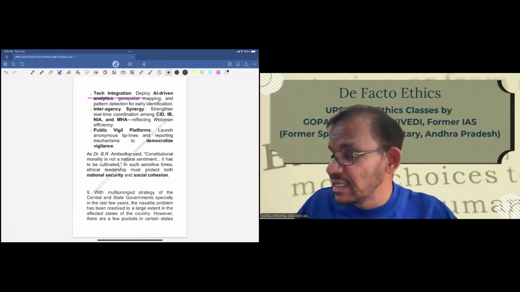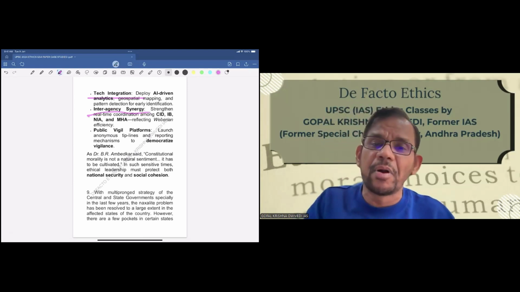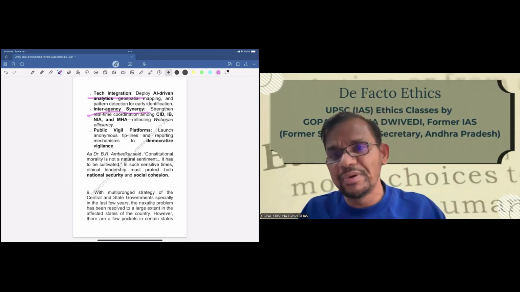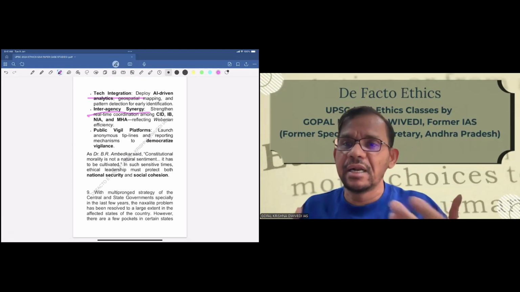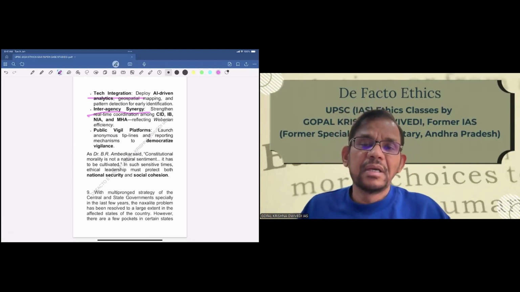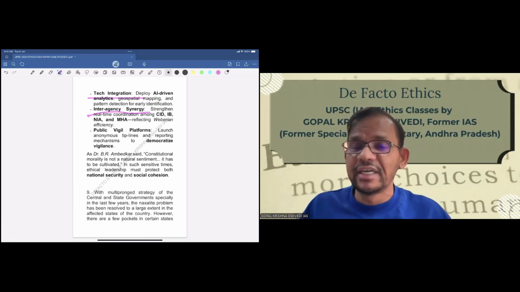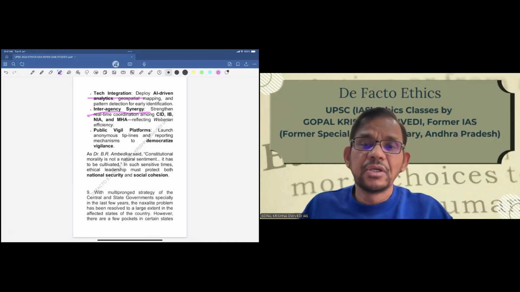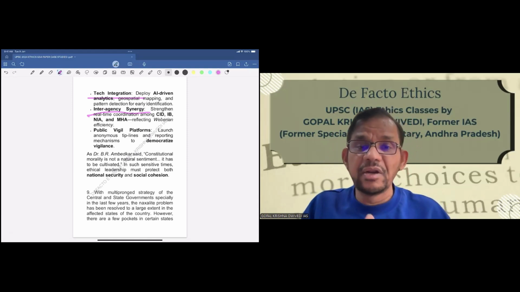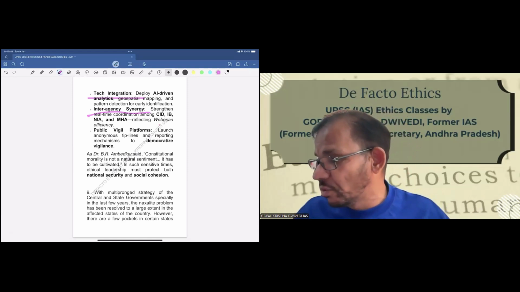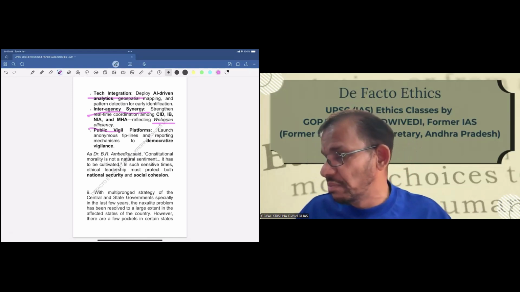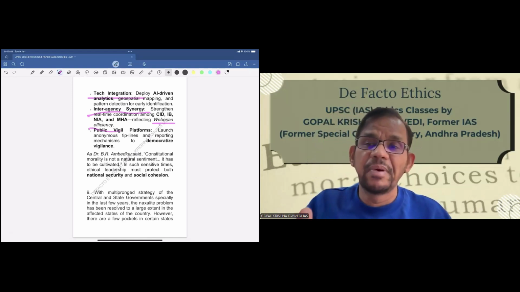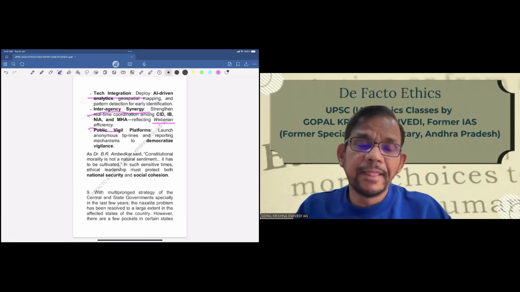Third is inter-agency synergy. This is very important because there are so many departments and agencies which work as anti-terror organizations. For example, CID may be there, IB, the Intelligence Bureau, is there, then NIA is there, and MHA, the Ministry of Home Affairs, is there. So strengthen real-time coordination among these organizations, because then only, reflecting Weberian, Max Weber, efficiency in a bureaucracy.